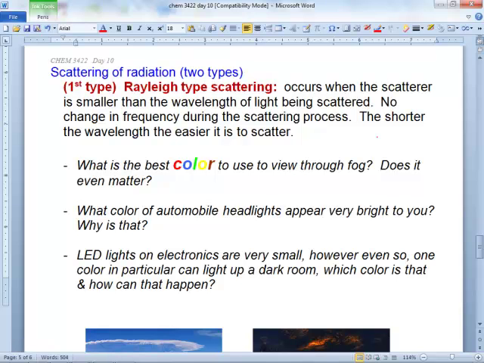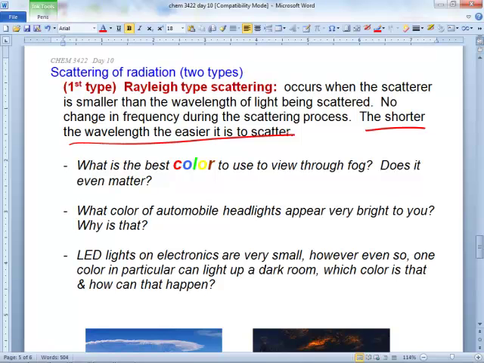Okay. So we have fog. You want to shine light through the fog. You want to sell these fog lights. What color is best, or does it even matter? Adriana, does it even matter? Now, I'll give you a hint. This whole fog thing is Rayleigh scattering. These water droplets are tiny, tiny, tiny. Oh, so then it would be blue.